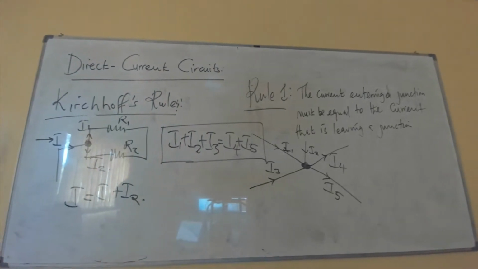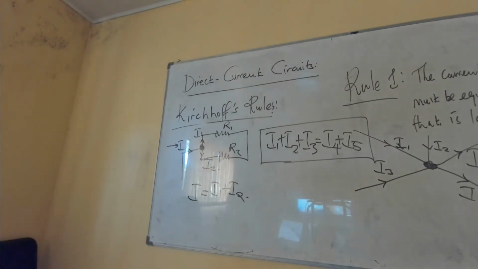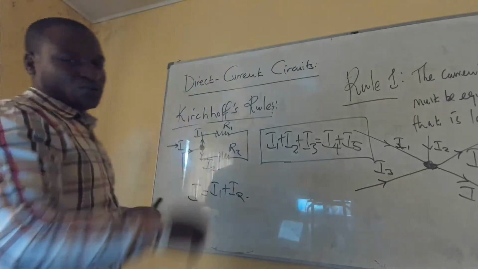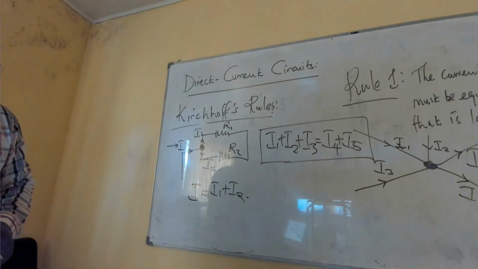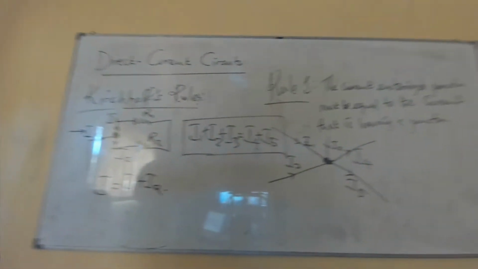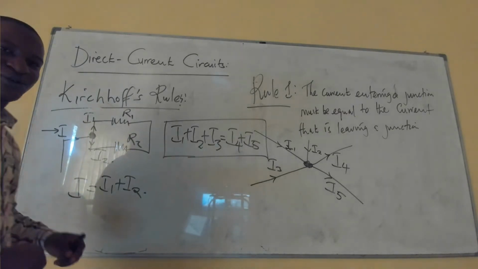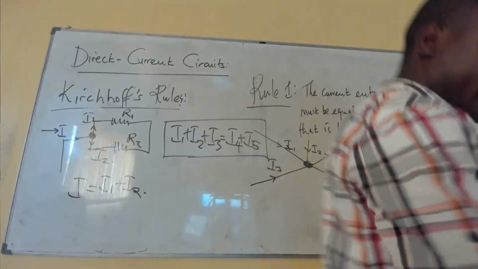Okay, now we have sorted out the first one, which is rule number 1. Now we need to get to the next rule. Of course, the second rule, just take that nicely so that you'll be able to see. The second one is that the sum of the voltage gains over a loop must be equal to the sum of the voltage drops over the loop. This is the second rule, which is very simple to explain, of course.